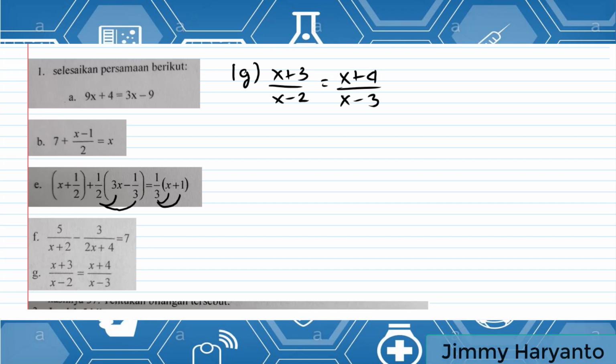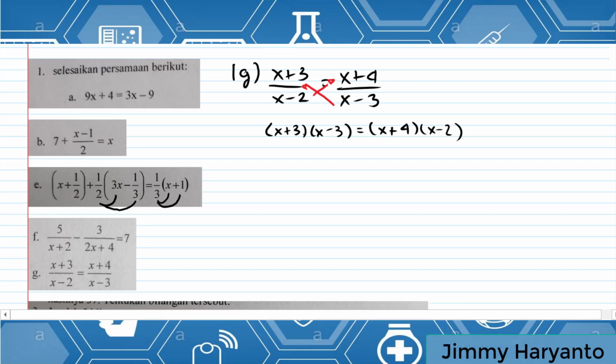We have fraction equals to fraction. What do we have to do? We have to cross multiply it. x plus 3 times x minus 3. I will write it first for you, so you will understand more.